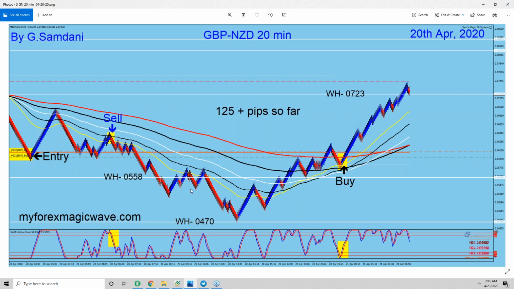So this is the short. This is a short entry. This is a short entry. This is a long entry, and then down the road it gave a lot of long entries. This was for 125 pip from here to there. This is my entry here, buy entry, and SL moved to break even plus, right? Same setup. I do not take any trade without the setup.